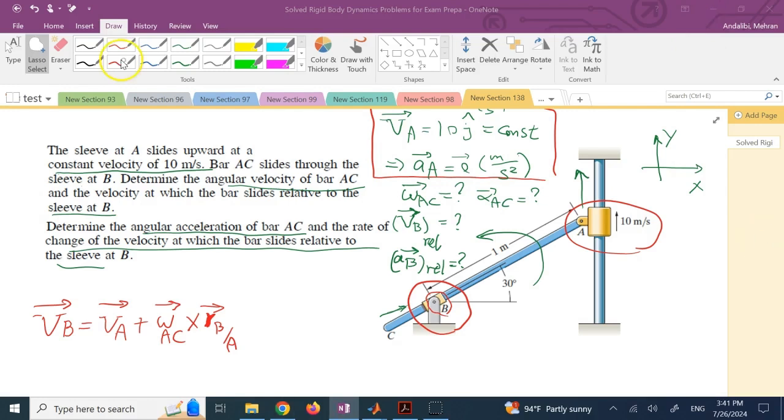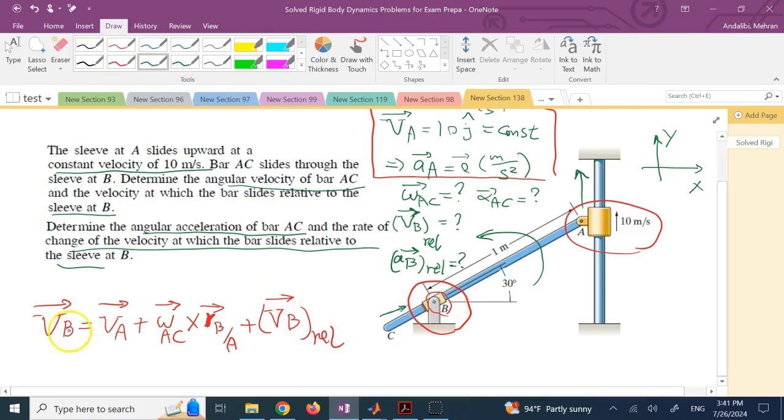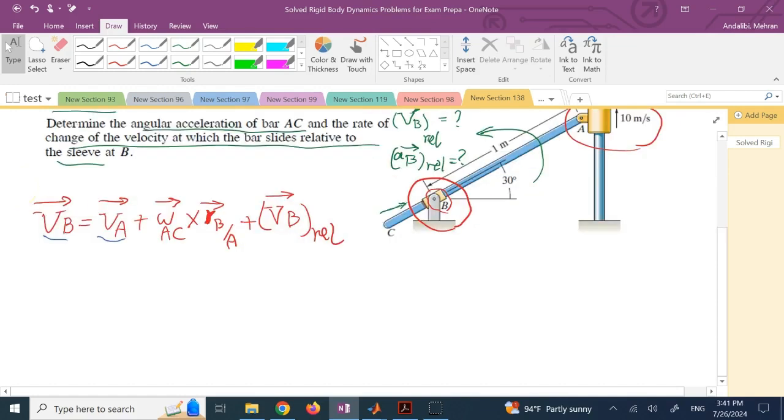So what we need to add in this formula is plus V of B relative. Again, relative to what? Relative to member AC. So this is the first formula that we have. Let's go ahead and fill it. Here, VB and VA are absolute velocities. They are both with respect to the ground. So VB is clearly, in this case, 0, okay? And VA is simply 10j, as the problem says.